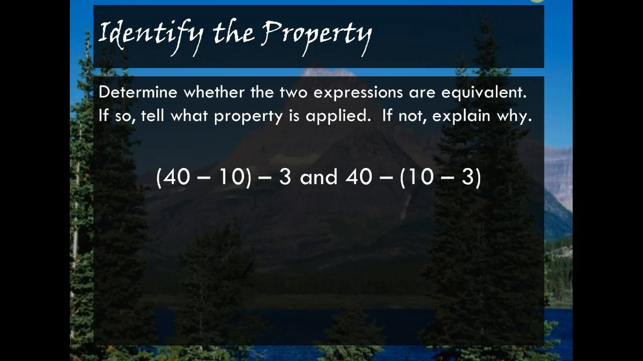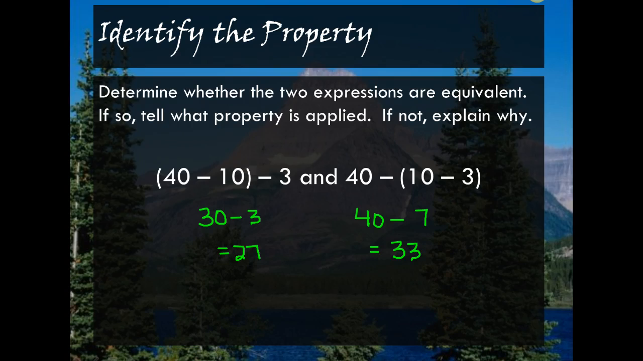Let's check out this problem. It looks like an example of the associative property. We must do what is inside the parentheses first, so we'll have 30 minus 3, which equals 27. On the other side, we'll subtract 10 minus 3 and get a result of 7. 40 minus 7 equals 33.